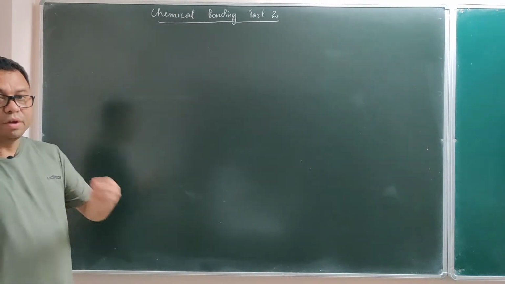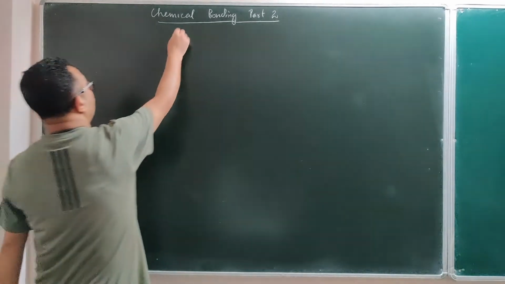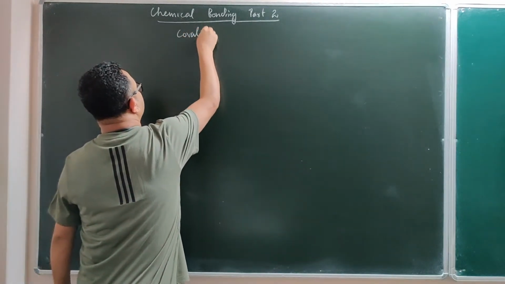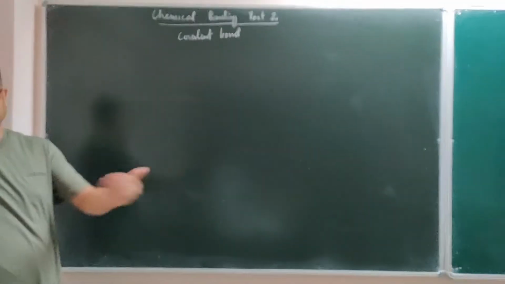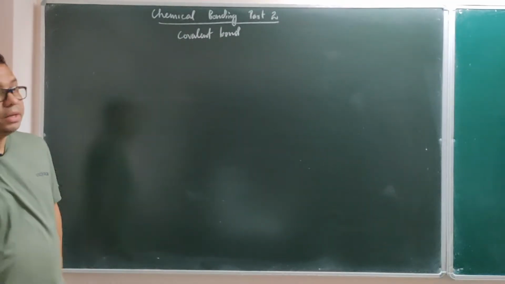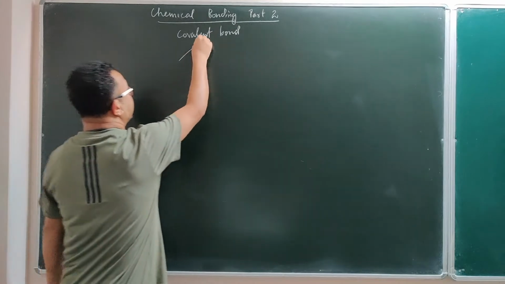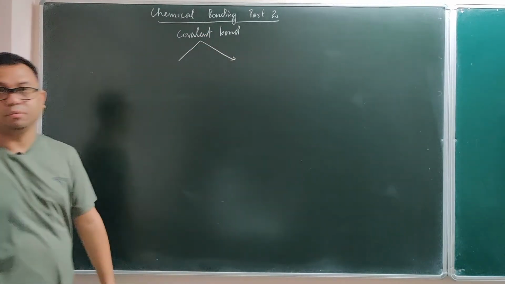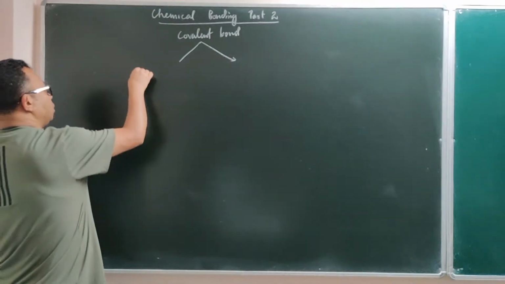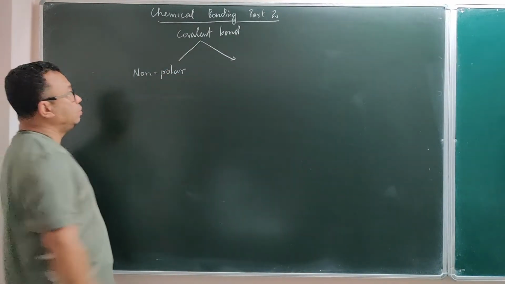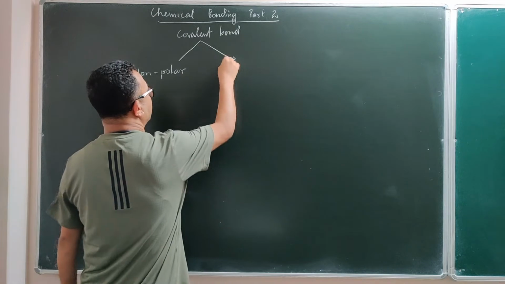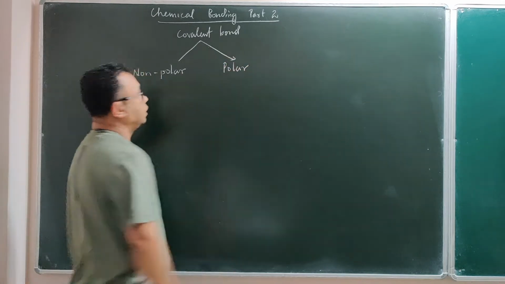Now, moving further, the covalent bond, the one which is formed by sharing of electrons, as you saw in many examples in the previous class, is categorized under two headings. One is what is called a non-polar covalent compound, and the other is what is called a polar covalent compound.